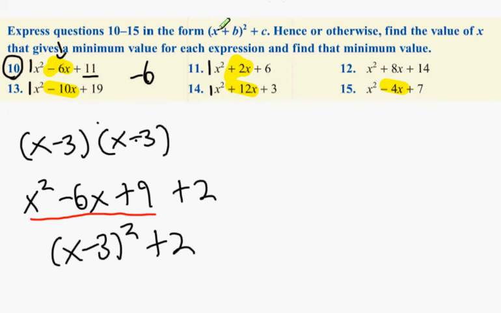What's the structure they're looking for? They're looking for a squared with an x in the brackets, x and some other number squared, then plus some random number c, and it has to equal what we started off with originally. Is that alright?